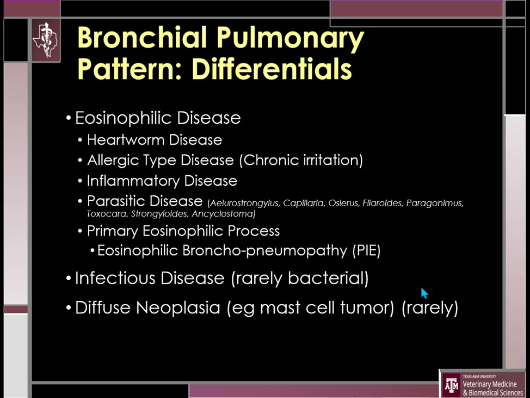Our differentials are going to be an eosinophilic process, most commonly. So most commonly when we have bronchial pattern, we're going to think about those parasitic processes or allergic inflammatory disease. So it can be an asthma cat, or it could be a dog with heartworms, or some other parasite. There is a primary eosinophilic process called eosinophilic bronchopneumopathy, which occurs in dogs, most commonly in Burmese mountain dogs. Rarely we will see infectious disease cause a bronchial pattern, and rarely we may see neoplasia, especially mast cell tumor, that can cause a bronchial pattern. So when you have a bronchial pattern and you think about these things, one of the first things you may want to do in that animal is deworm them and do a heartworm check, or a fecal float and check for parasitic disease.